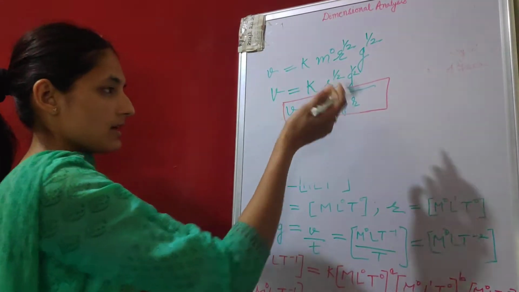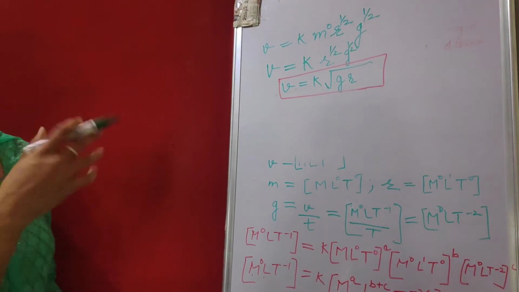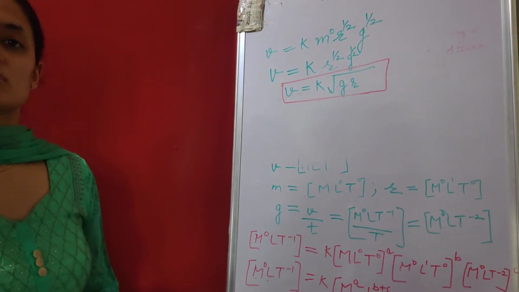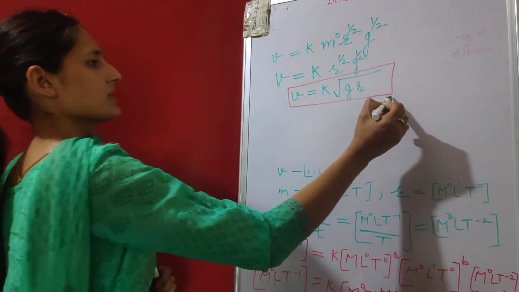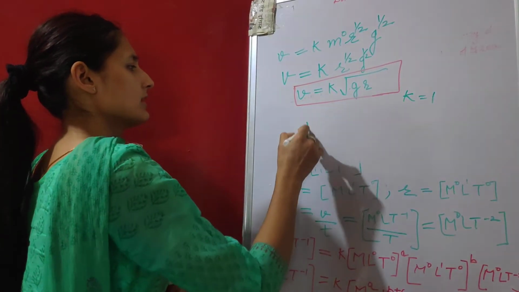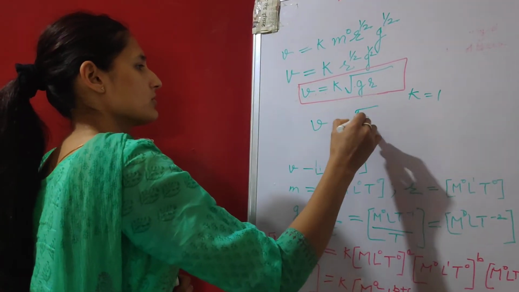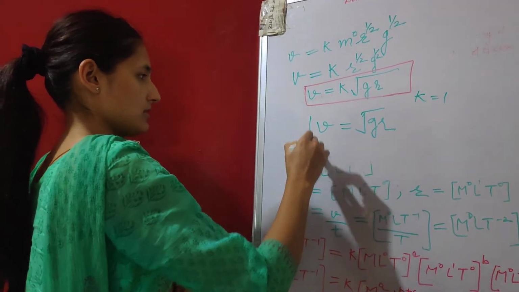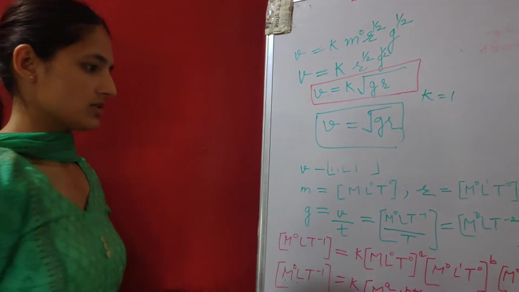So by this method you can find the relationship between different physical quantities. You can take the value of k equal to 1, then v is equal to under root of g r. That's all. Thank you.